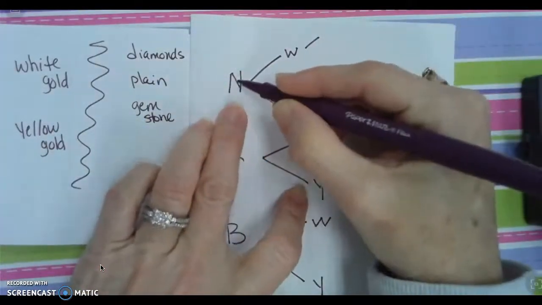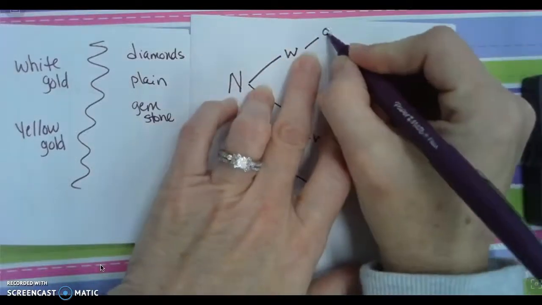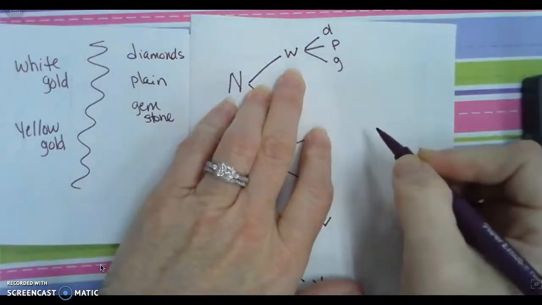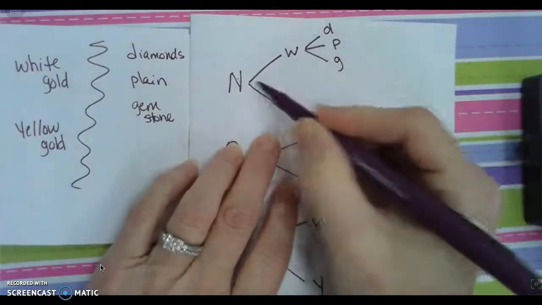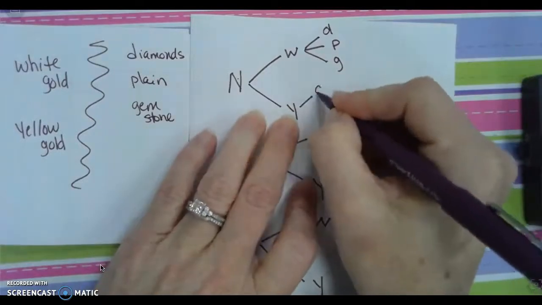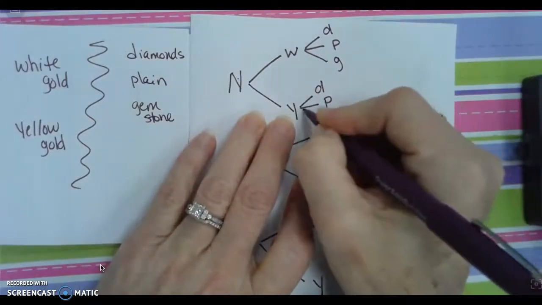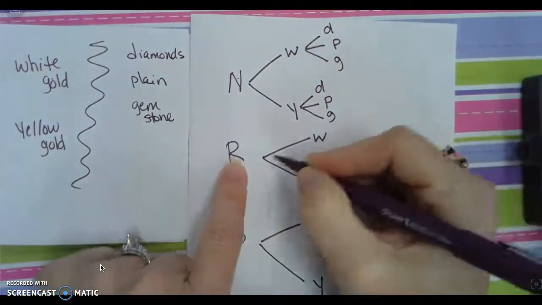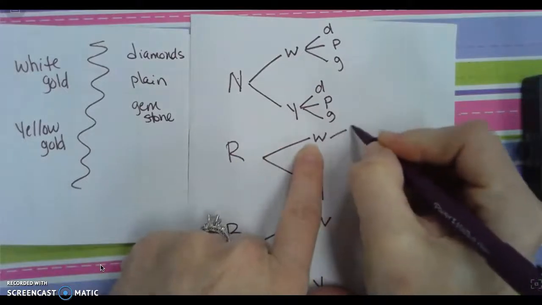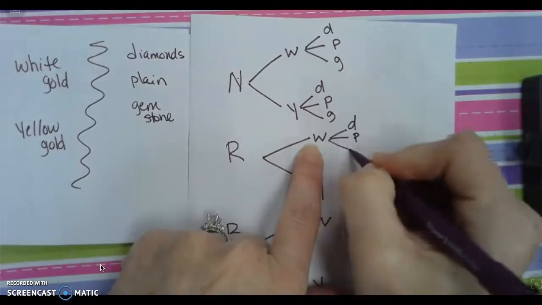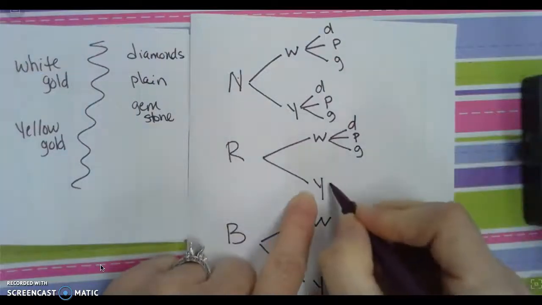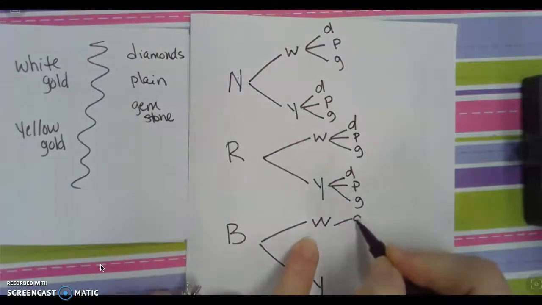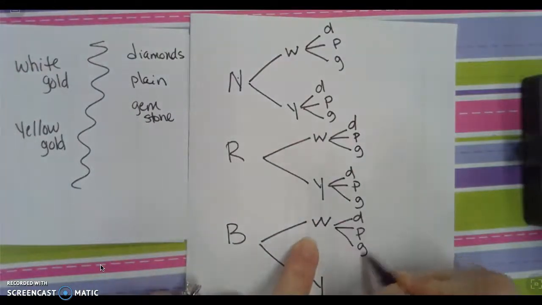Okay? So now that's my first choice, my second choice, and now I can get diamonds. I could get a necklace, I could get white gold. Now I could get diamonds, I could get plain, and I could get gemstones. Now if I got a necklace and I got yellow gold, I could still select from diamonds, plain, and gemstones. Same thing for ring. Ring, white gold, I got diamonds, plain, and gemstone. Same thing here, diamonds, plain, gemstone, diamonds, plain, gemstone.